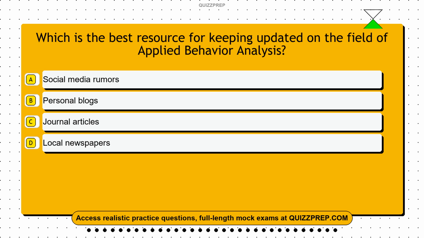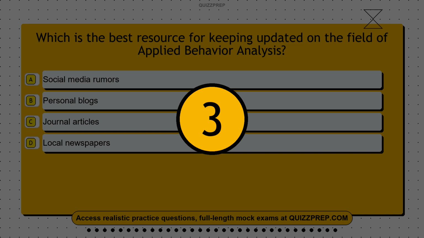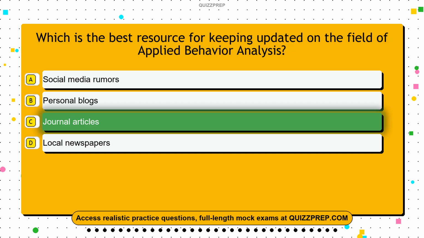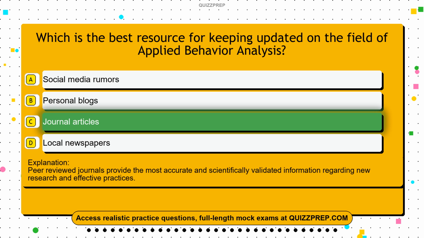Question 25. Which is the best resource for keeping updated on the field of applied behavior analysis? Option A, social media rumors. Option B, personal blogs. Option C, journal articles. Option D, local newspapers. The correct answer is option C, journal articles. Peer-reviewed journals provide the most accurate and scientifically validated information regarding new research and effective practices.